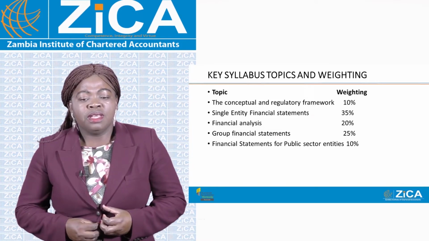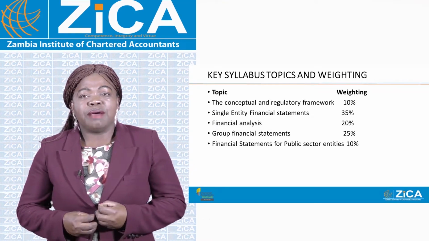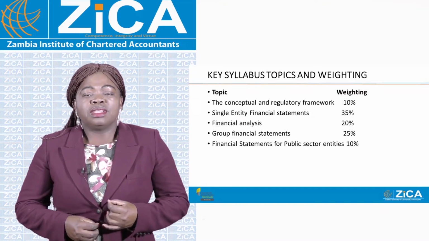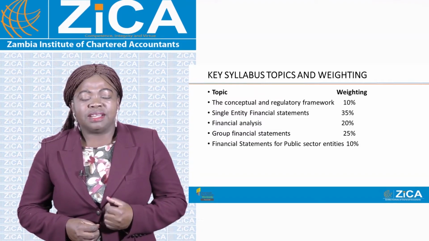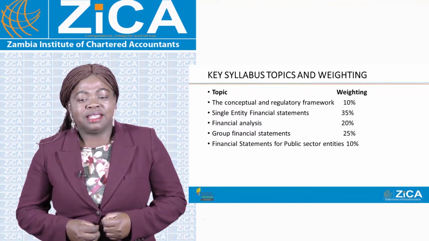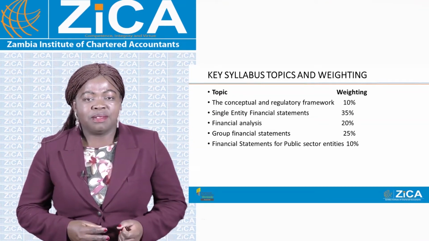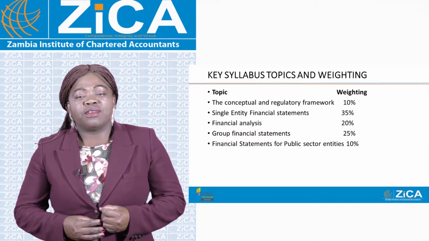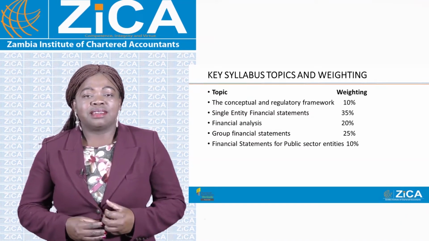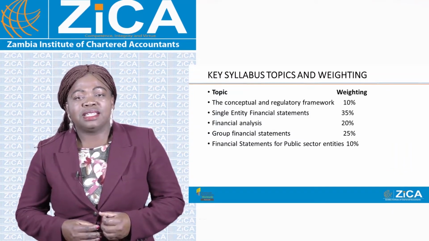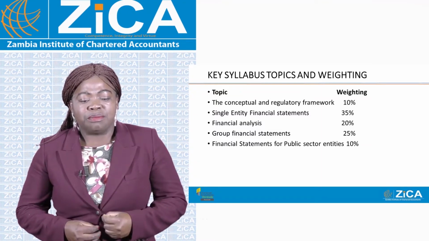So the majority of the marks that you need to get in this particular paper will come from the single entity financial statements, the group financial statements, as well as the financial analysis. Together, this is 80% in terms of the weighting from the syllabus. So you cannot afford preparing for this exam without adequately understanding the 3 areas of financial analysis, single entity company accounts, and the group financial statements.